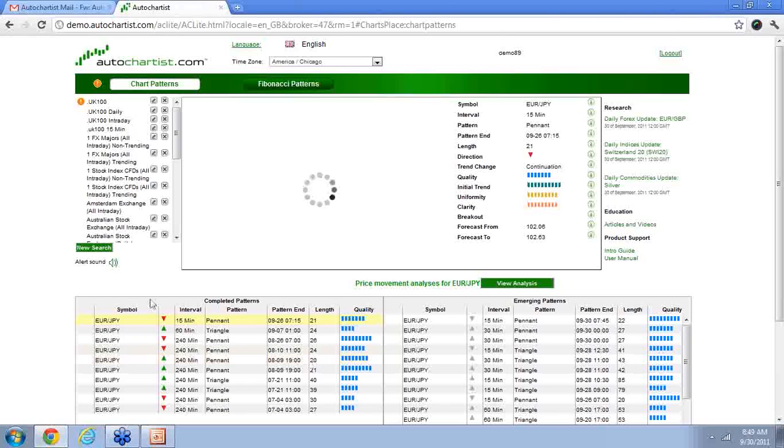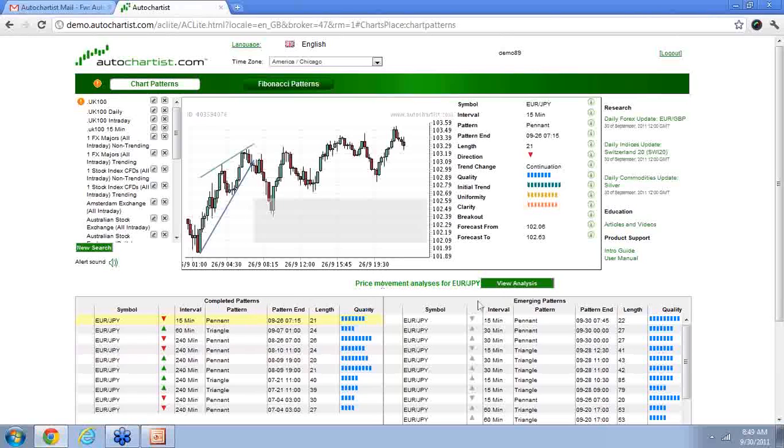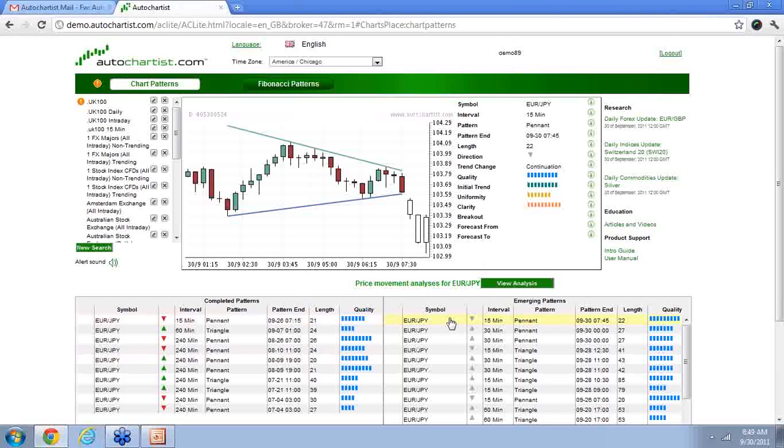From a completed pattern standpoint, it doesn't look like there are any for today, but from the setup of an emerging pattern, you can see that I had a 6-bar initial trend, and this actually showed me a maximum 9-bar initial trend. This is considered a solid trend. The market compressed and it broke out to the downside.